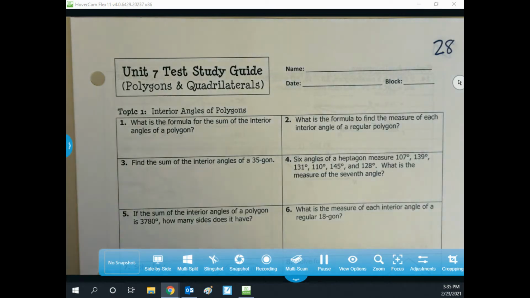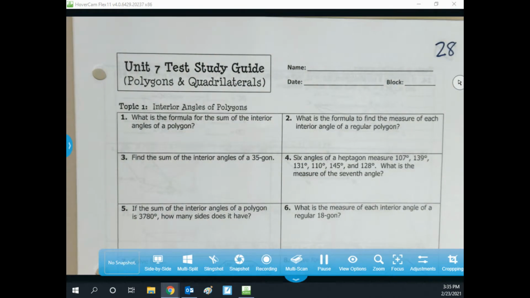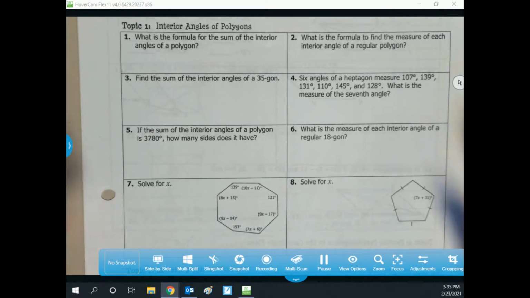All right, so we're starting on the Unit 7 study guide. This starts on page 28 of your unit packet, starting with topic 1, interior angles of polygons. So first of all, it asks what the formula for the sum of the interior angles of a polygon is. Look back at your notes and choose the correct formula.